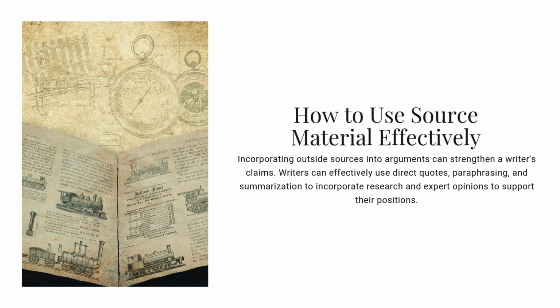Incorporating outside sources into your writing can make your argument much stronger. To do this effectively, you need to know how to use direct quotes, paraphrase, and summarize. When you use a direct quote, you are borrowing the exact words of an expert to add authority to your argument. Paraphrasing allows you to express the same ideas in your own words, and summarizing condenses the key points from a source. Each of these techniques can help you integrate research into your writing and show that your argument is supported by credible evidence.